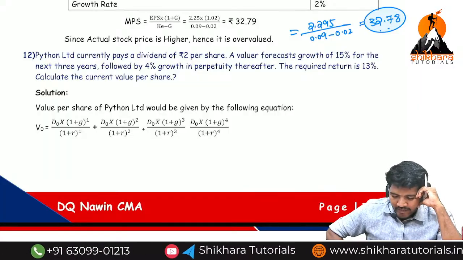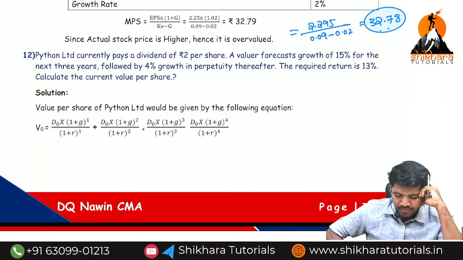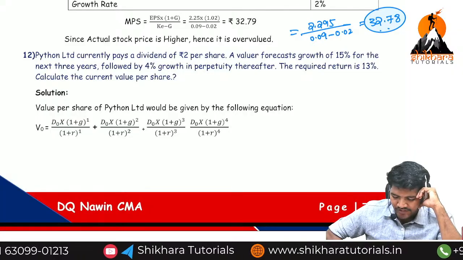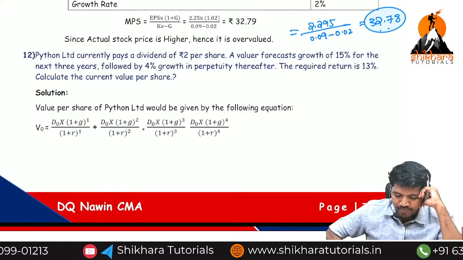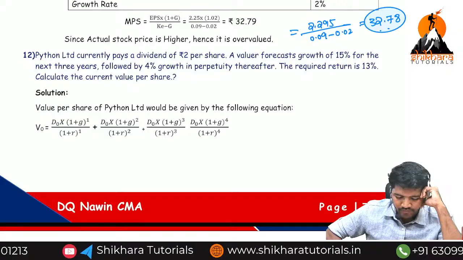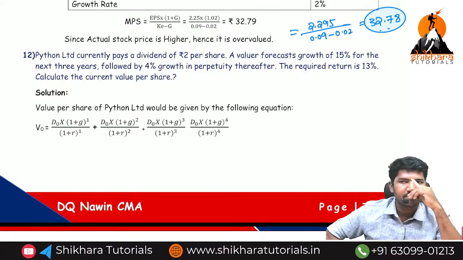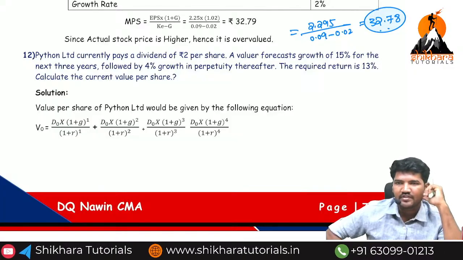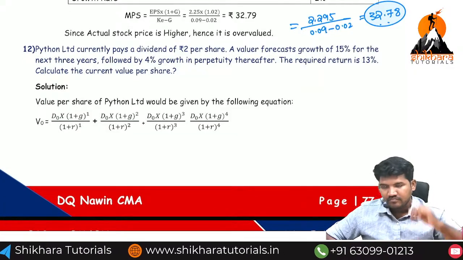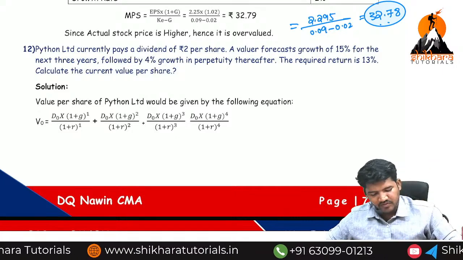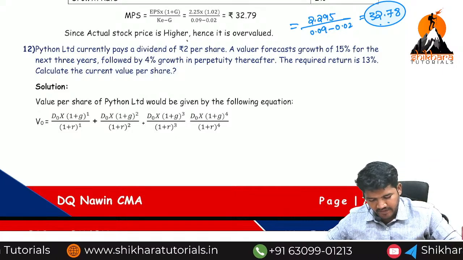Python Limited currently pays a dividend of rupees 2 per share. A valuer forecasts growth of 15% for the next 3 years, followed by 4% growth in perpetuity thereafter. The required return is 13%. Calculate the current value per share. I am not getting this question. Anyone, please help me. Python Limited currently pays a dividend of rupees 2. I understand it is a D0.